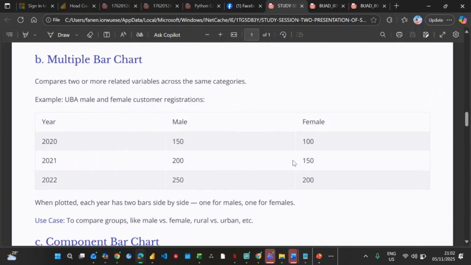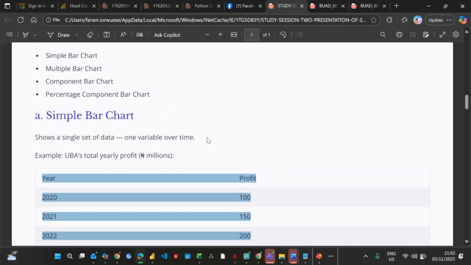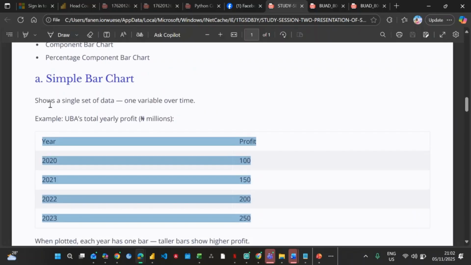So I can use the same data now to draw a bar chart, a simple bar chart. Then you can use this data to draw a multiple bar chart, right? So this one, what does it do? It compares two or more related variables across the same category. So what is the category here? The gender. Remember, the category here is the gender.